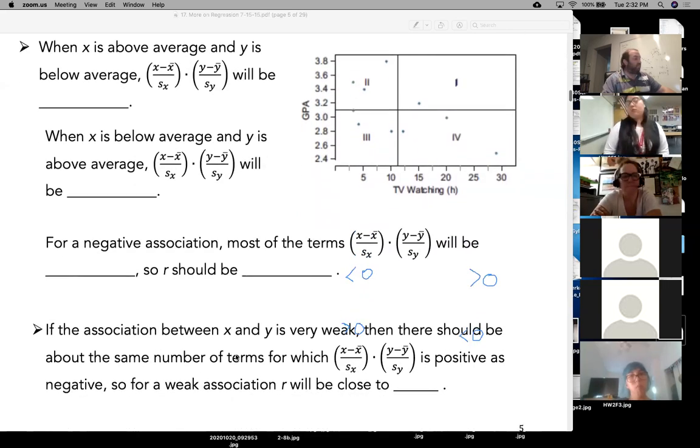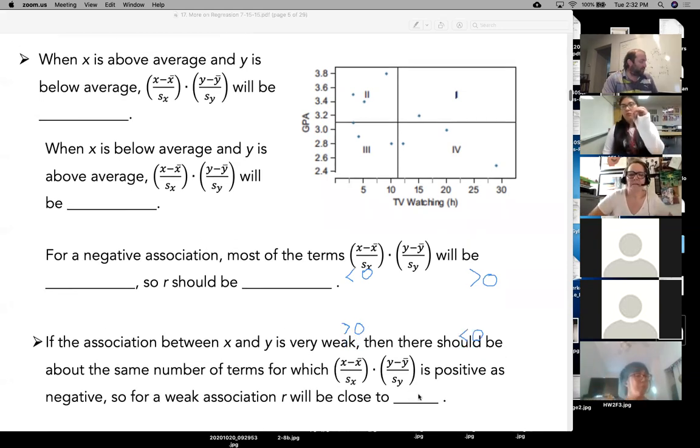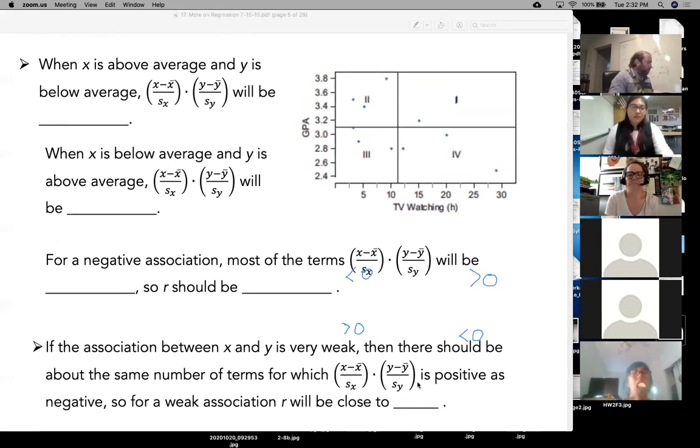And if the association is very weak, then there should be about the same number of terms, positive and negative. So for a weak association, R will be close to... negative? No, why negative? Because it's a positive and a negative. No, it's not each individually. When I multiply them, some of them will be positives, some of them will be negatives. And when I add them all together, it should be close to what value? Positive? No, it's still not positive. Close to 0? Close to 0.